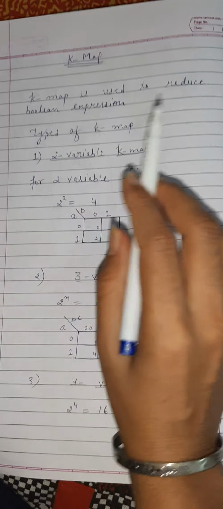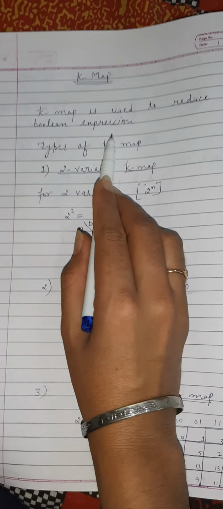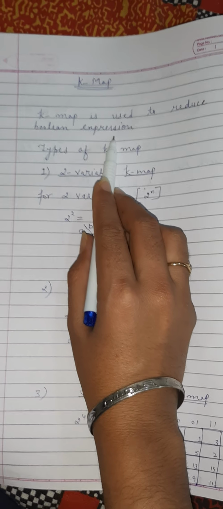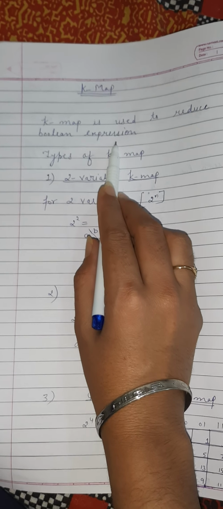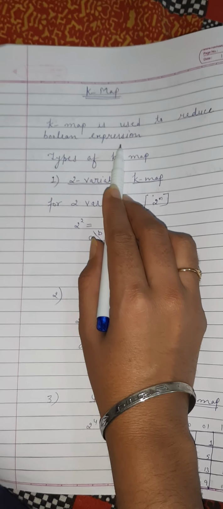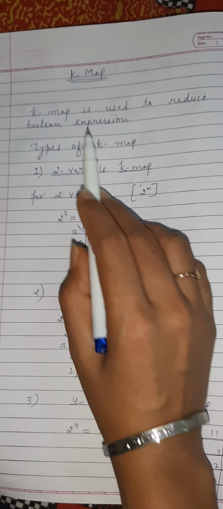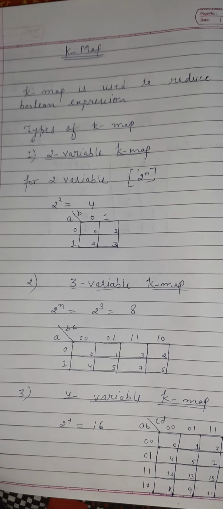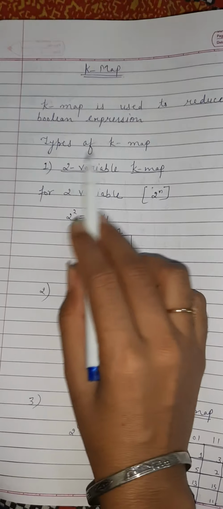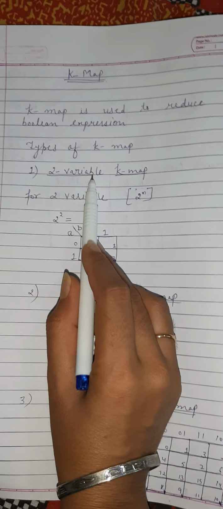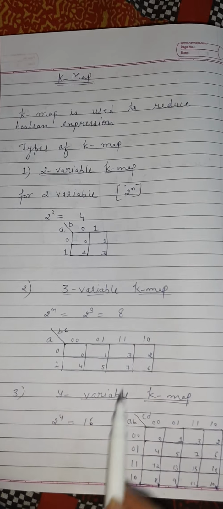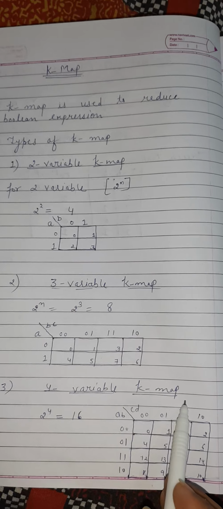K-map is used to reduce Boolean expressions. Earlier we have studied basic theorems, max terms and min terms, and SOP and POS forms to reduce Boolean expressions. Now we are using K-map, which is also used to reduce Boolean expressions. The types of K-maps are: first, the 2 variable K-map, next the 3 variable K-map, and the last one is the 4 variable K-map.